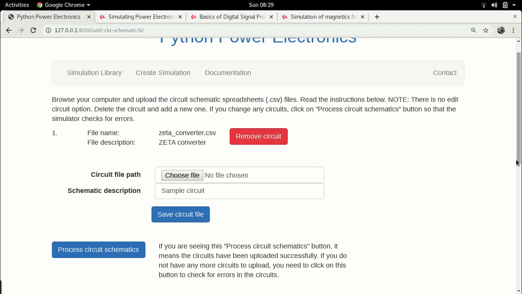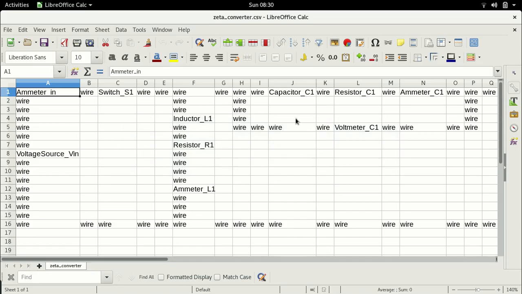So hello everyone and welcome back to this next lecture in the DC to DC video series, and in this lecture I'm going to continue with the ZETA converter. This is where we had left off in the previous lecture, where we had added the ZETA converter circuit schematic, which is this one.